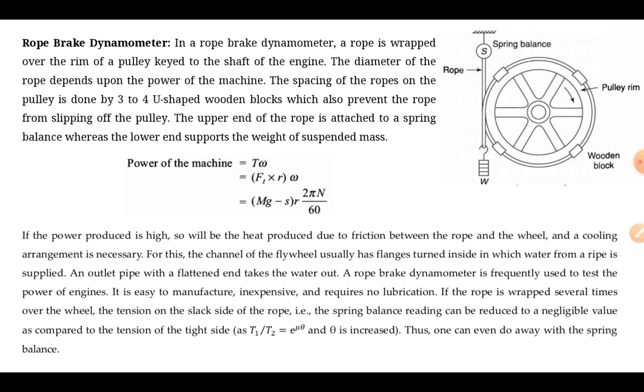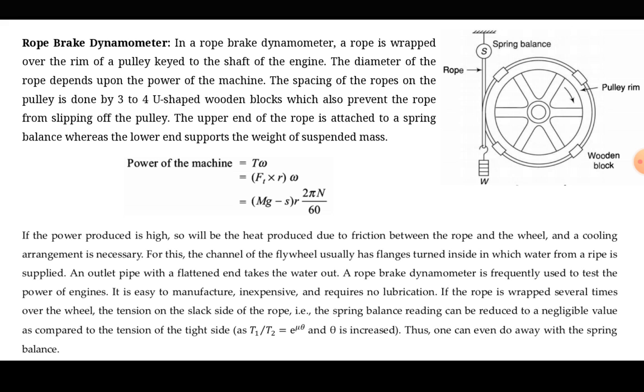So here the values of mg and S are found with the help of the formula T1 by T2 equal to e to the power mu theta, right? This you have already studied. So let's say there is a situation when you have wrapped the rope on this pulley and the friction force is not sufficient to absorb all the power being transmitted, right?